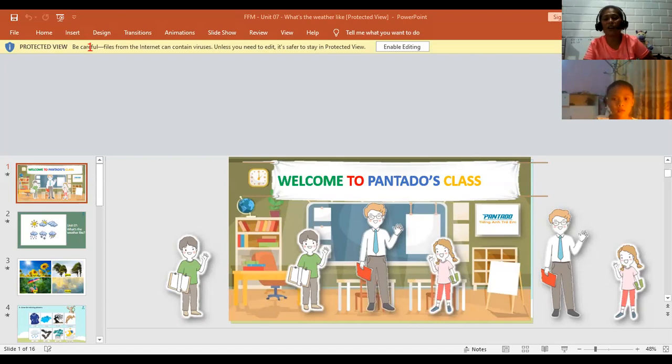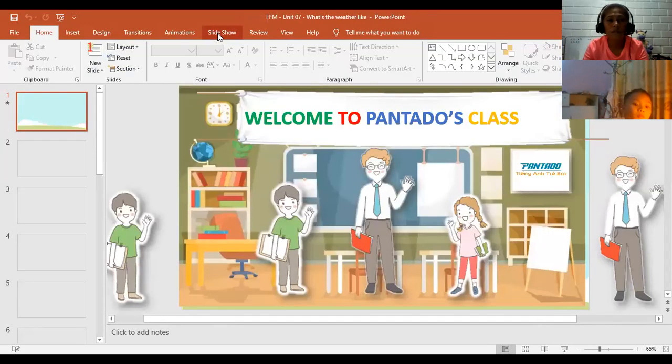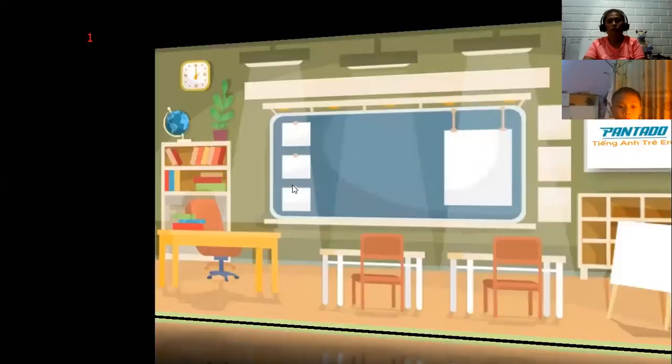I can see. What have you seen here? What's the weather like? I can't see. What have you seen in the pictures? In here, what have you seen? Can you read this one? Welcome to Pandaro's class. Again? How about that one? Okay, wait for a while. We need to refresh this one. Okay, for a while. There is a problem. Okay, that one.